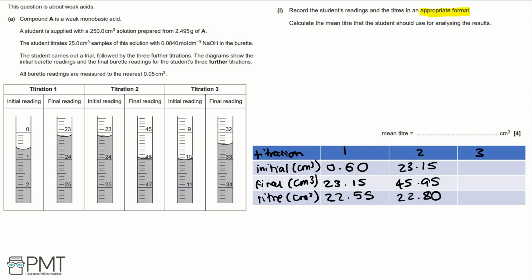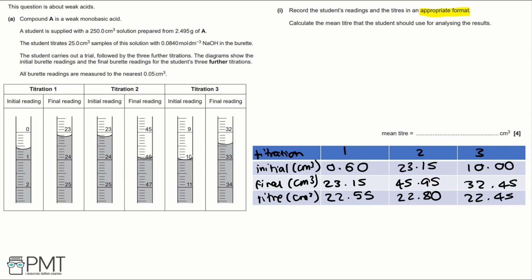22.80. Notice I'm writing everything to 2 decimal places, and this is a really important skill and technique to use when doing titration readings because you can get marked down if you don't. Titration 3, the initial reading is 10.00, 2 decimal places, and then the final reading is 32.45, making its titer 22.45.